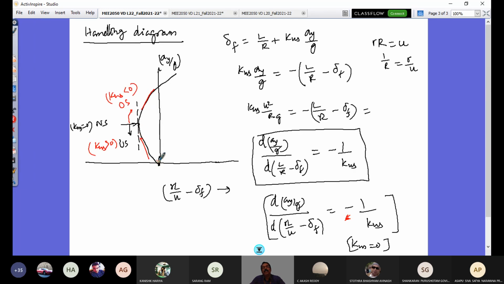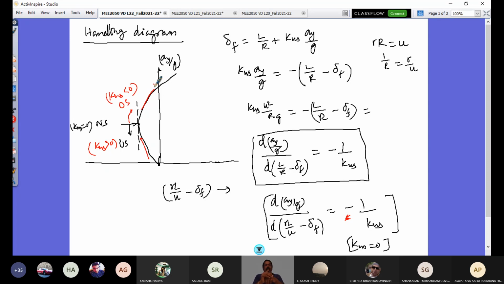So your variation can be plotted, and that can go like this, and when it goes like this, you would be able to define the vehicle behavior, right? So based on the lateral acceleration value, where you are, accordingly you would be able to comment on the vehicle handling behavior. So this is what is essentially called a handling diagram.